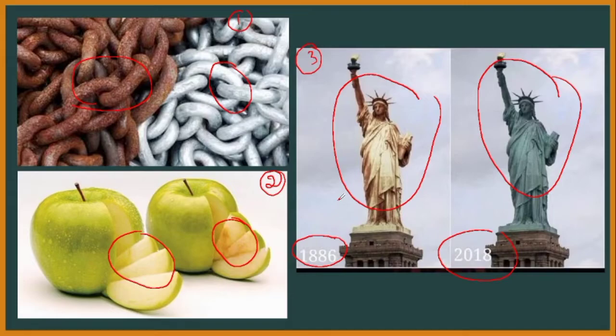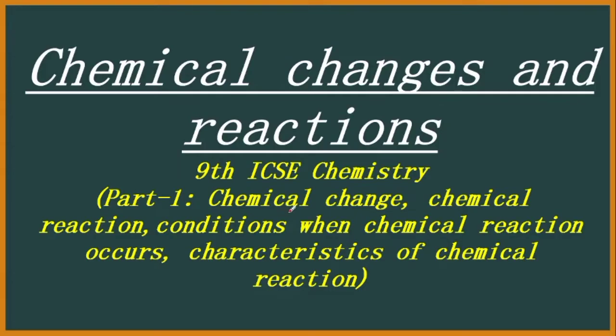So in this video you are going to learn an important topic of 9th standard ICSE chemistry, that is chemical changes and reactions. In this chapter, as part 1, I am going to discuss chemical change, chemical reaction, conditions when a chemical reaction occurs, then characteristics of chemical reaction, as the part 1 of this chapter.